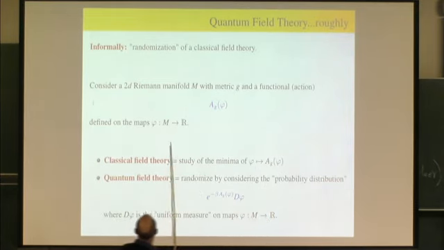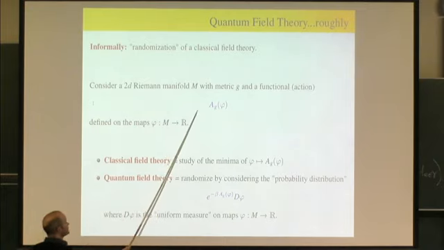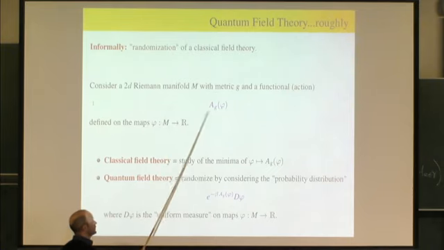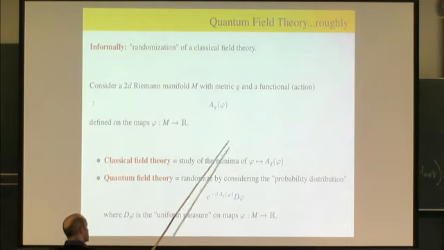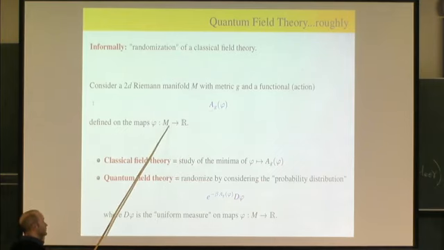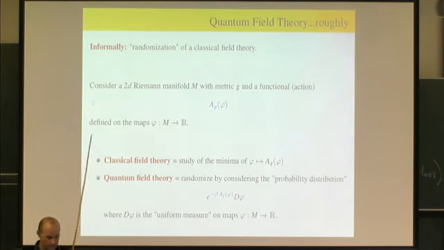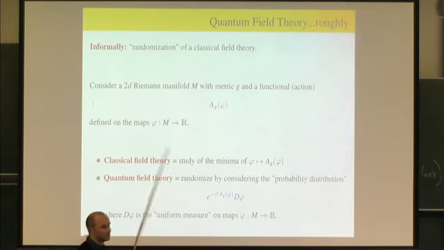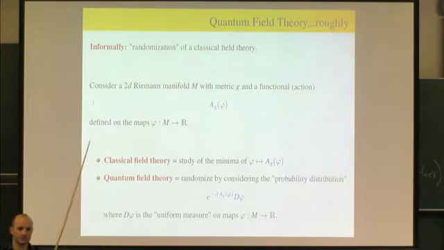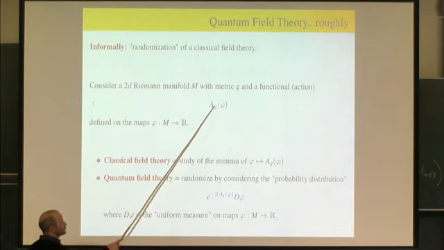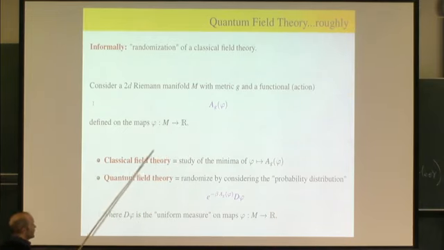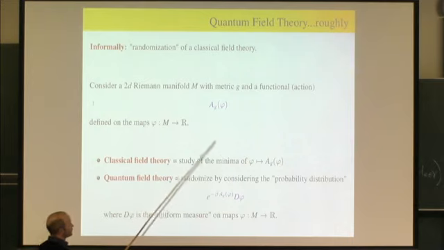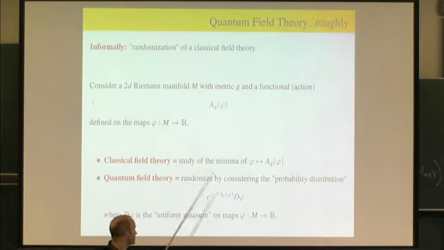So how do you define quantum and classical field theory? You just take a Riemannian manifold and you define an action, I mean a functional, on this manifold. It acts on functions phi which are defined on your manifold. When you've got such a functional, you have two points of view: the classical point of view and the quantum one. The classical one is to study the minima of this functional. If you do so, you get a classical field theory.